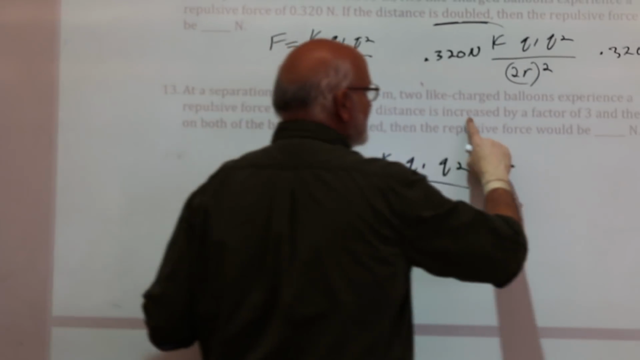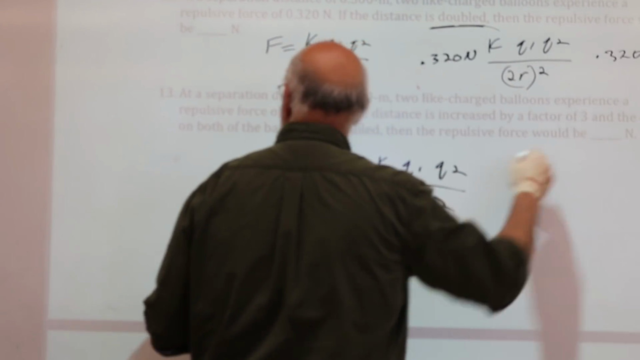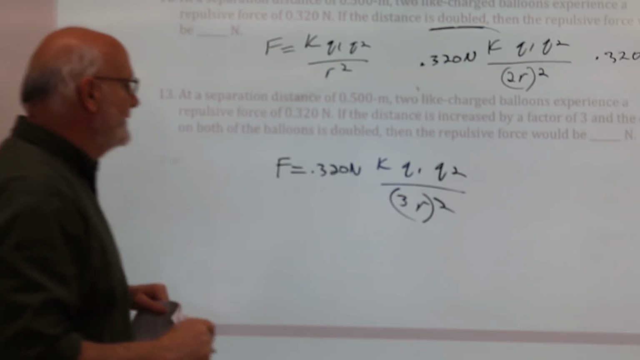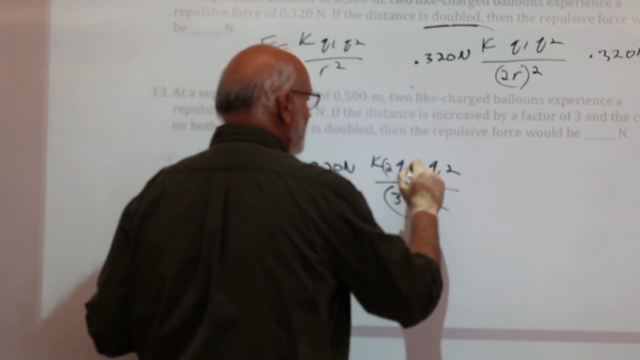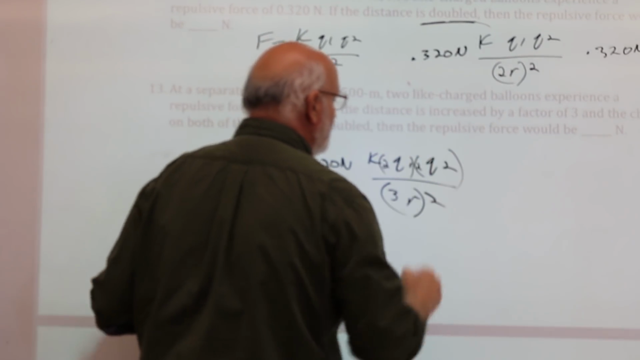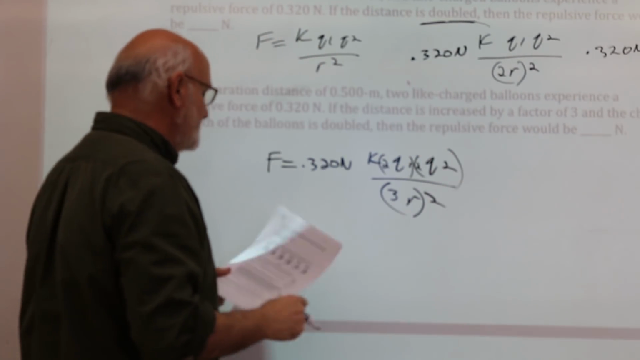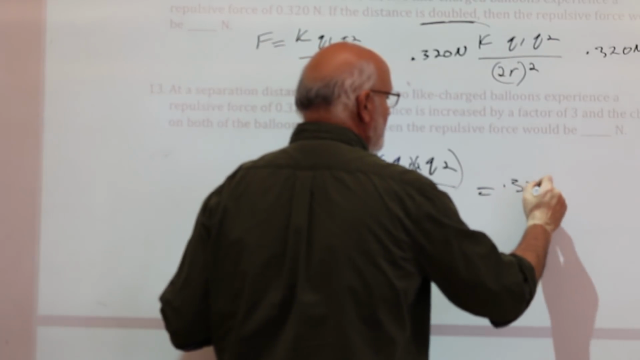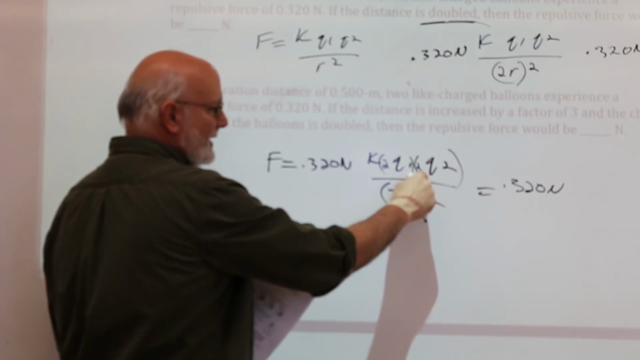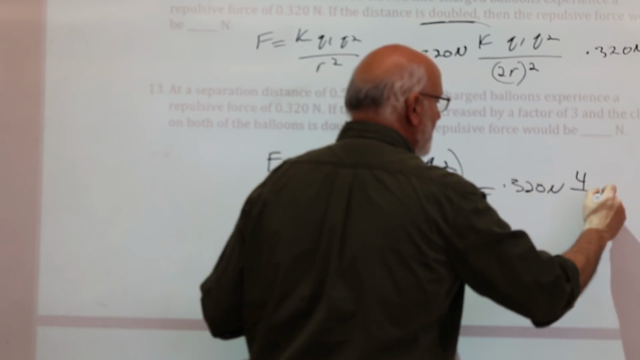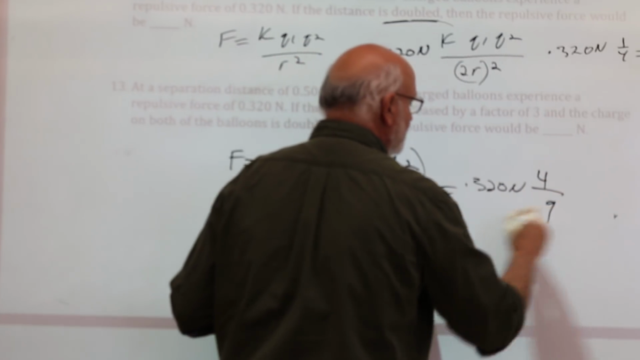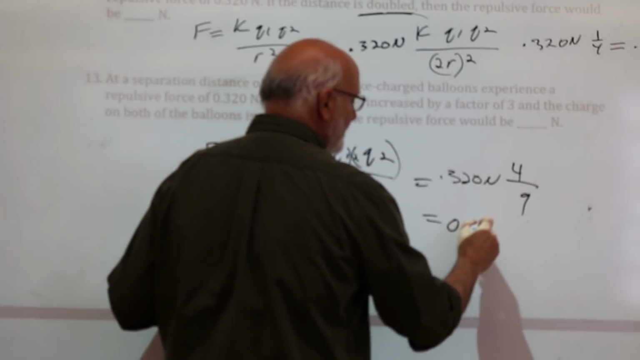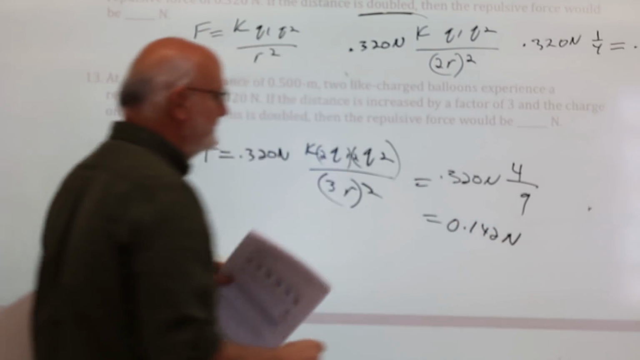If the distance is increased by a factor of 3, and the charge of both of the balloons is doubled, boom, we get that. So therefore, we should get 0.320 newtons, and 2 times 2 is 4, 3 squared, 9. So you're going to work that through, and it's going to be 0.142 newtons.